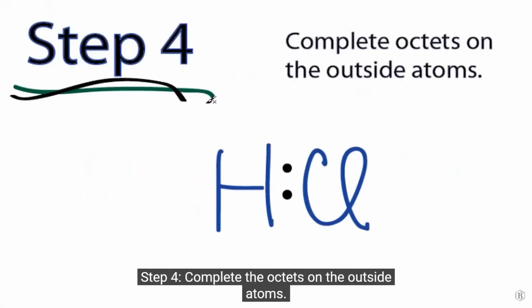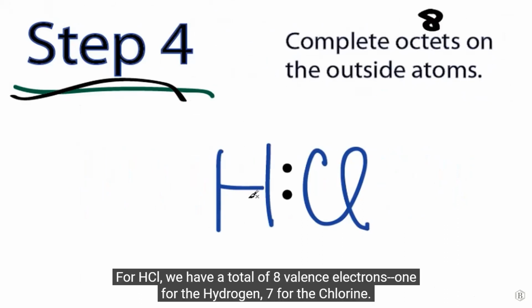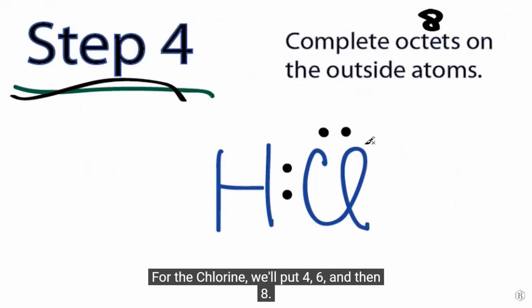Step 4, complete the octets on the outside atoms. Octet means 8. For HCl, we have a total of 8 valence electrons, 1 for the hydrogen, 7 for the chlorine. So we've used 2 already to form the chemical bond. For the chlorine, we'll put 4, 6, and then 8.